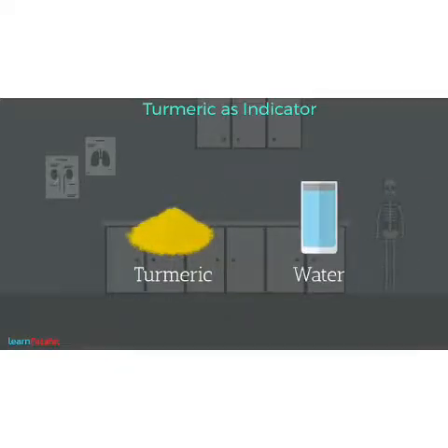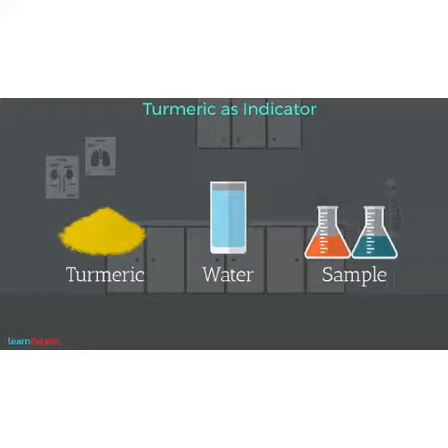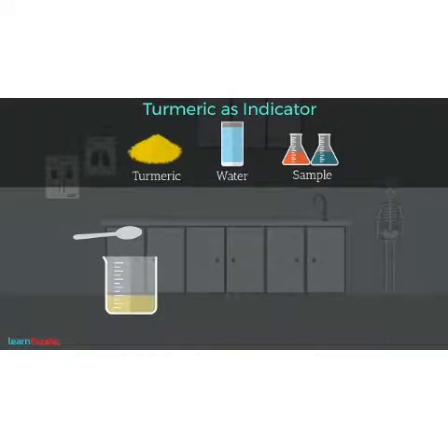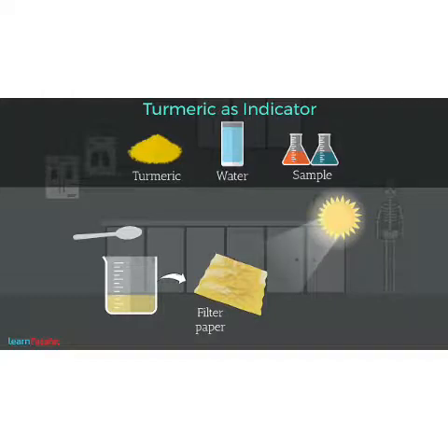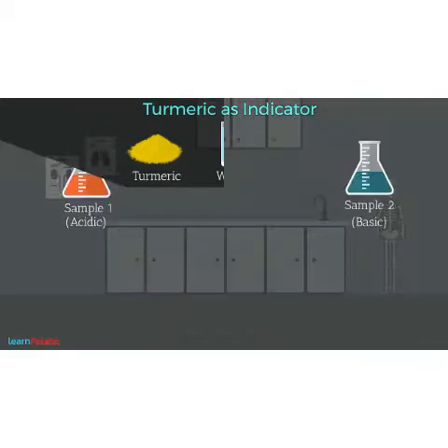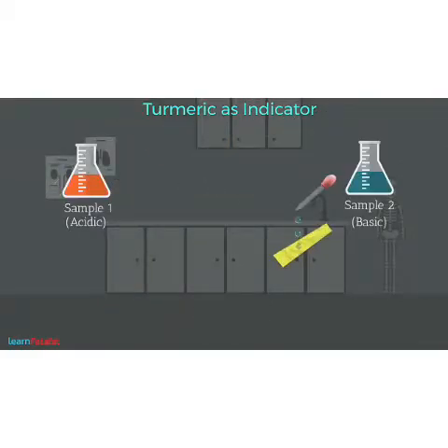Now we take turmeric and water to check if any sample is acidic or basic. First we take some water. To that we add 2 or 3 spoons of turmeric powder and make a thick paste. Then you take a white paper, apply it on the paper and let it dry in the sun. When it dries, the paper which is formed is called a turmeric indicator paper. Cut small pieces of it.